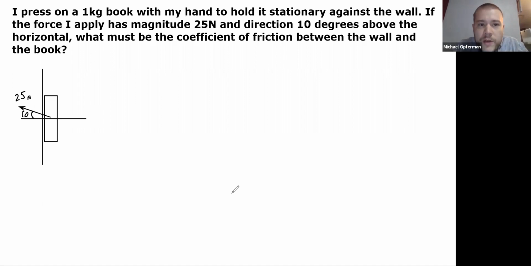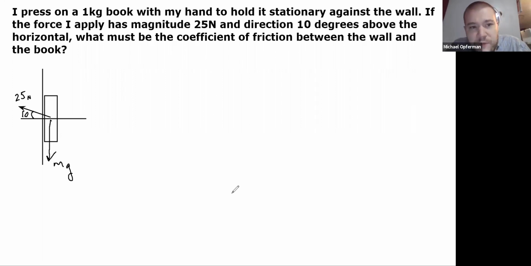We also know that the book is 1 kilogram, so there's a gravitational force pushing the book down. That's going to be mg. And lastly, we have the friction force. Which way is the friction force going to point? Theoretically in this problem, you don't exactly know whether the friction force is going to be up or down. If this 25 Newton force would cause the object to slide up the wall, then friction would be going down. If this 25 Newton force is not enough to oppose gravity and it would actually want to slide down the wall, then the friction would be up.